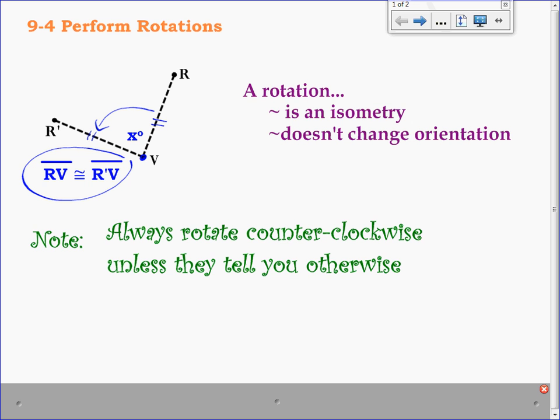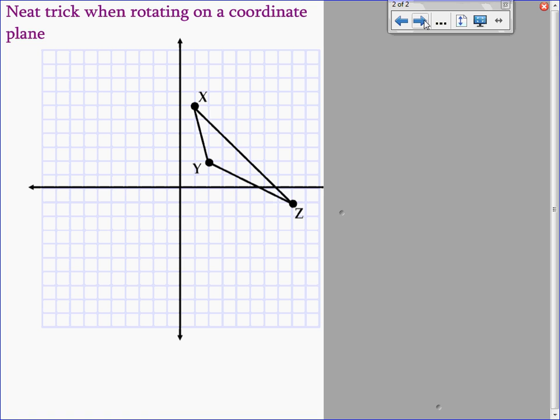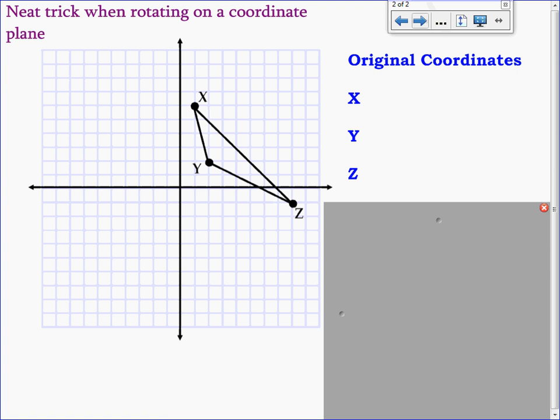So just the biggest mistake kids make is that they turn it the wrong way. So just make sure that you're rotating your objects counterclockwise. So we're going to try it with this picture right here. What we're going to do is write down the original coordinates.